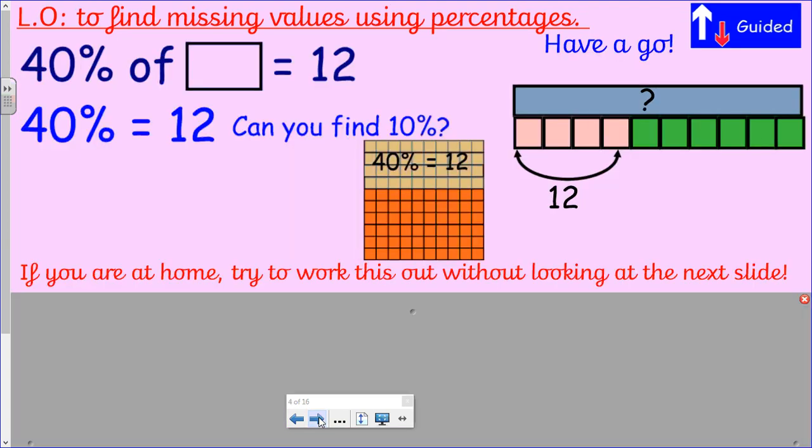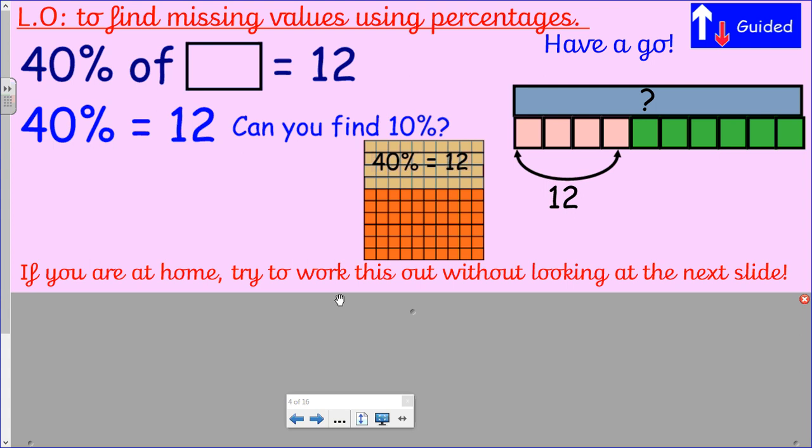Let's have a go at this next one. So this is really if you're on your paper pack, because you'll be able to see the answer on the next slide. So if you're at home, which you obviously are because you're watching this video, please try to work it out without sneaking forward onto the next slide, either on Purple Mash or on the paper pack. Just try and be honest with yourselves, okay?